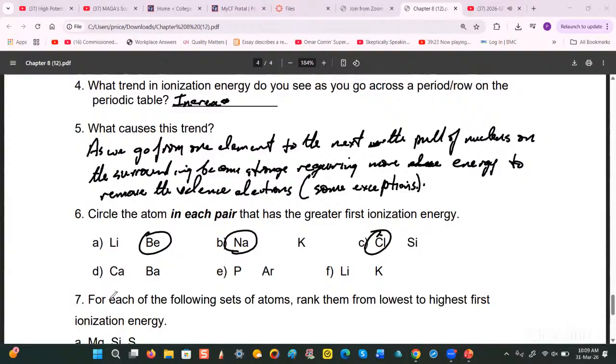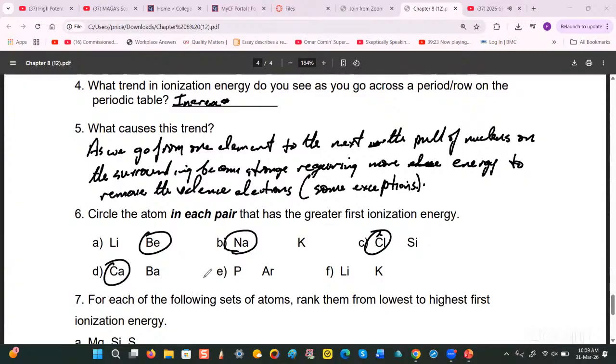Okay, calcium and barium. Which of these two would you expect to have the highest first ionization energy? Calcium, I would agree with that. Okay, very good. E, phosphorus and argon.